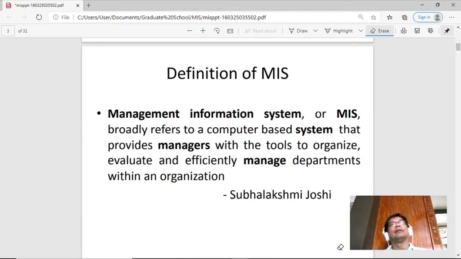Definition of MIS. So Management Information System, or MIS, broadly refers to a computer-based system that provides managers with the tools to organize, evaluate, and efficiently manage departments within an organization. So it's the same with the previous one, but it was just stated in another way. So again, it's more of a computer-based system.